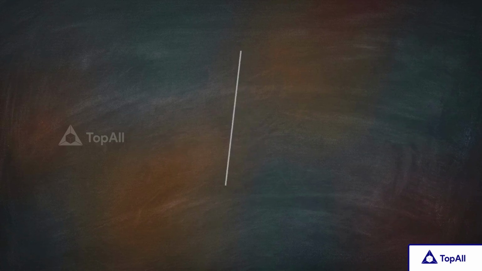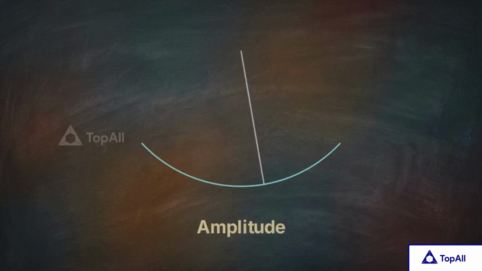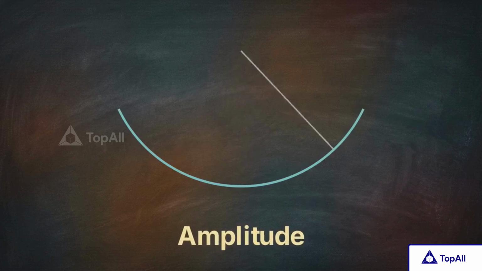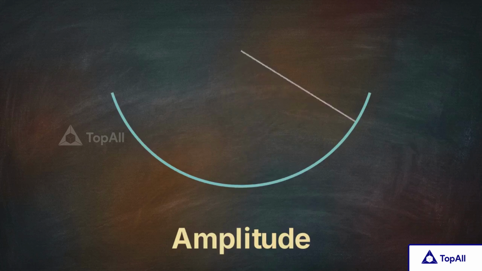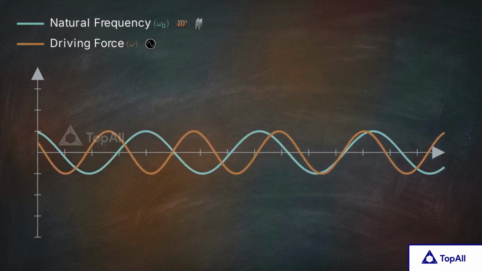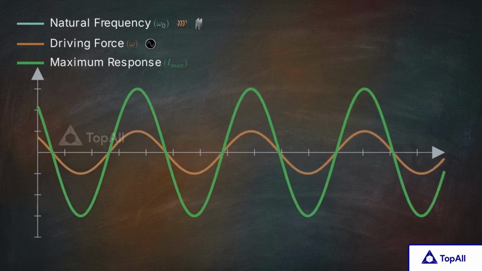Sometimes you'd hit it while it's coming toward you, sometimes while it's moving away. You'd kill its momentum. But if you wait and apply a push at the exact right moment, matching the swing's inherent rhythm, the results compound. With very little effort, the amplitude of the swing grows massive. This is resonance. It occurs when an external driving force perfectly matches a system's natural frequency, producing the maximum possible response.